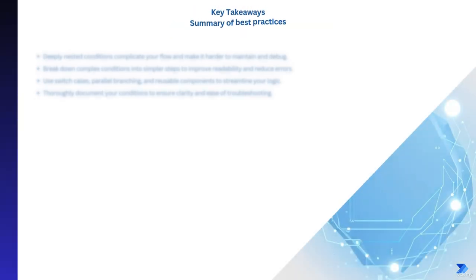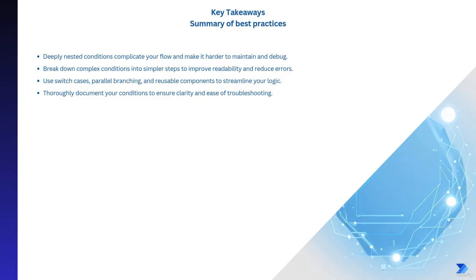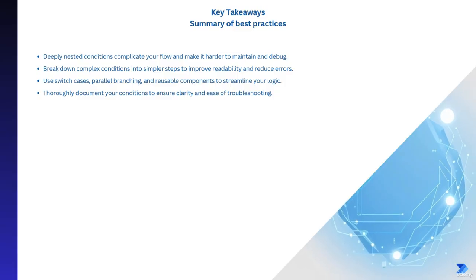Key takeaways: deeply nested conditions complicate your flow, making it harder to maintain and debug. Break down complex conditions into simpler steps to improve readability and reduce errors. Use switch cases, parallel branching, and reusable components to streamline logic and avoid excessive nesting. Document your conditions clearly and maintain organized, descriptive flows for easier troubleshooting and long-term maintenance.